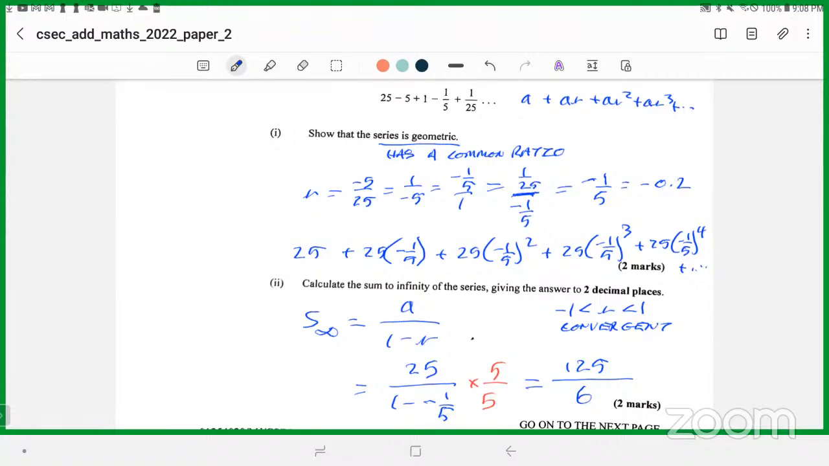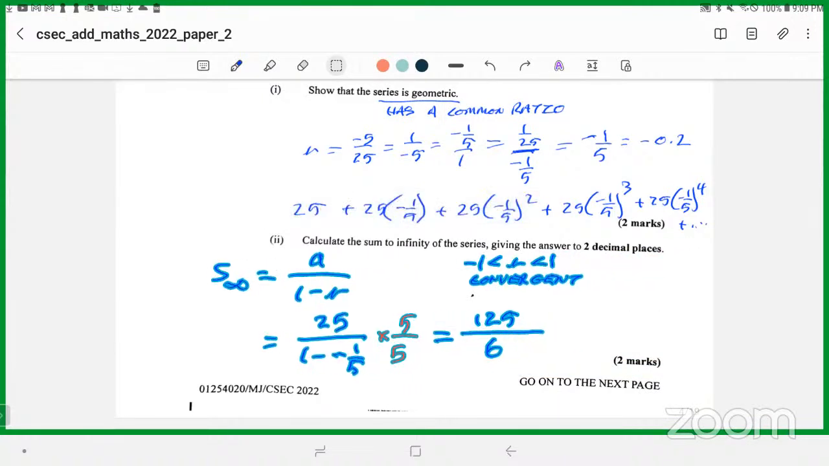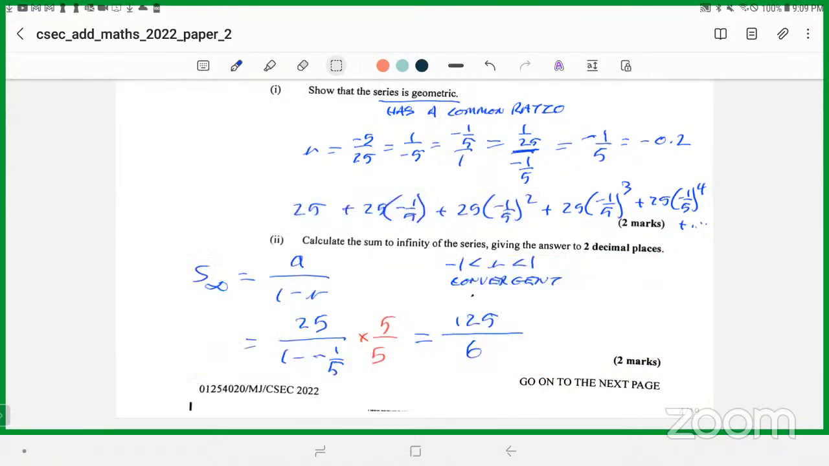We want it to 2 decimal places, so we need to work this out with the calculator. Somebody work that out for me, please, and tell me what it is. 125 over 6, 20.83. So that is 20.83 to 2 decimal places, and that is it. All right, that is that.